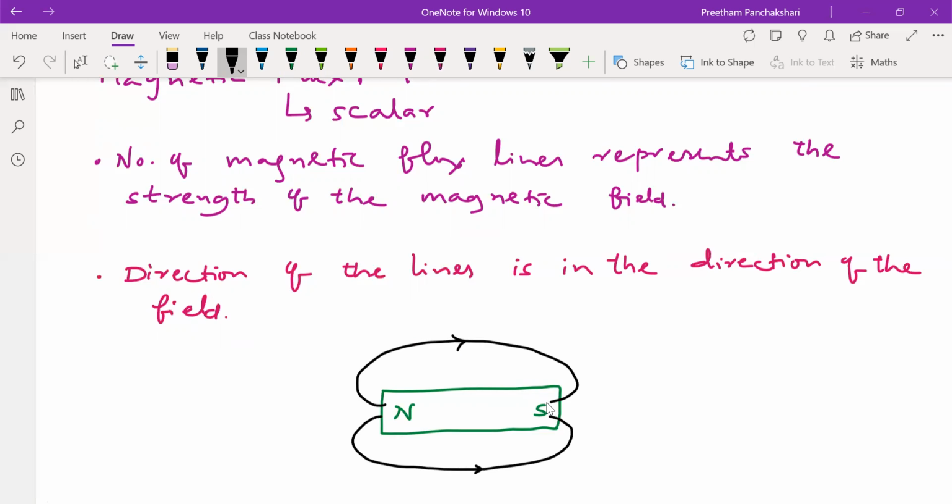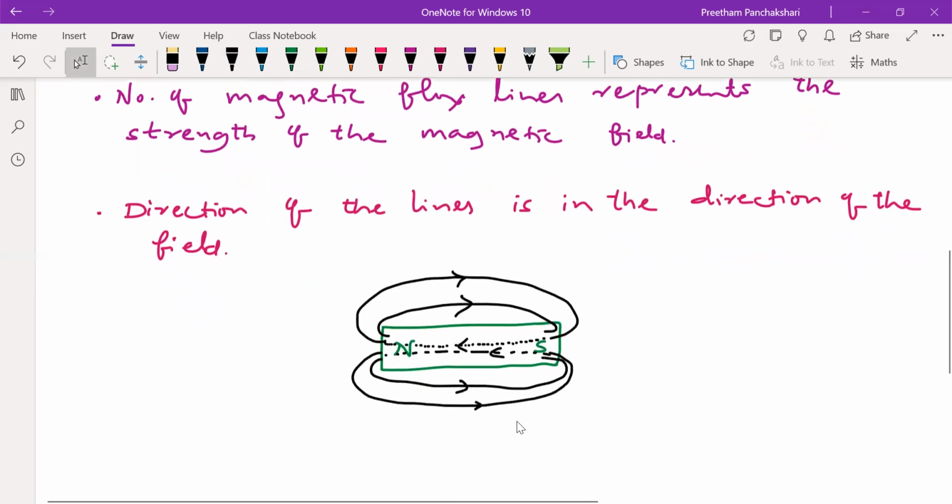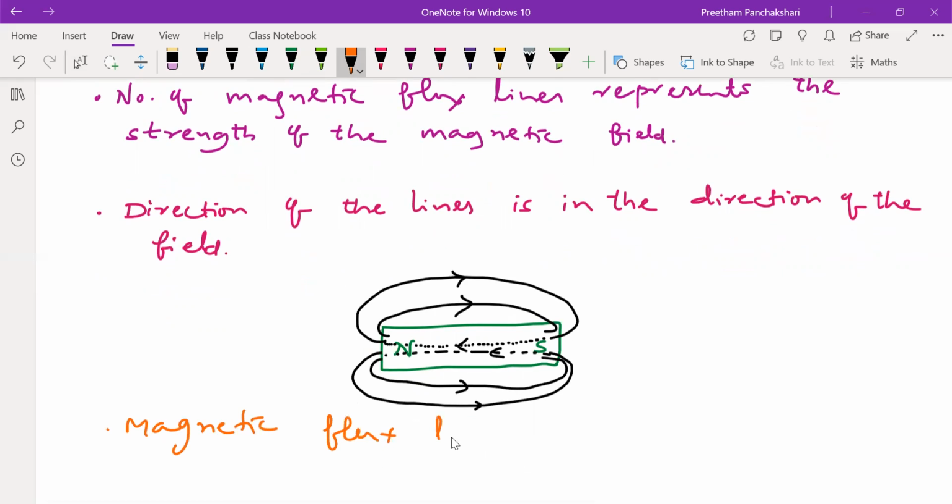But these flux lines further reach the North Pole inside the magnet. So that's why we say that magnetic flux lines are closed paths.